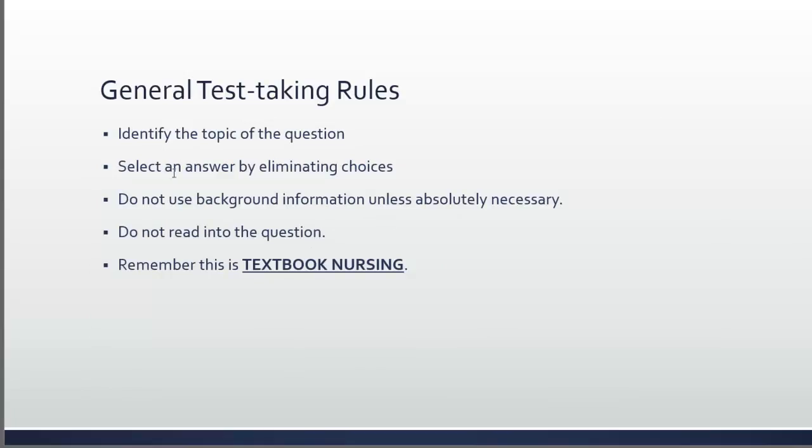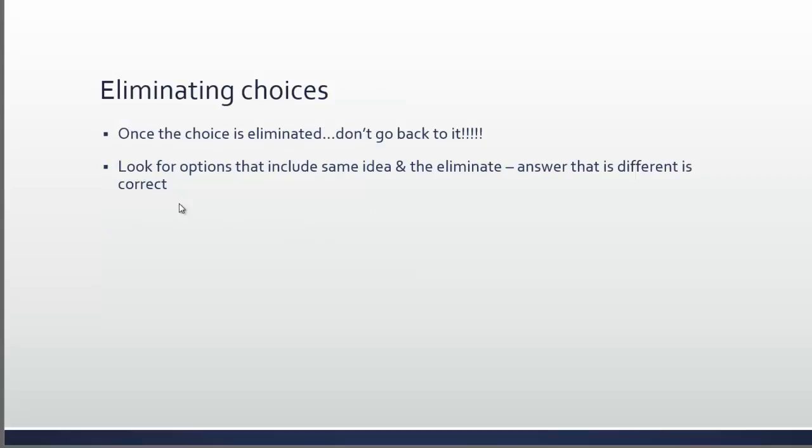You know, we talked about this yesterday. Identify the topic. Eliminate choices. Don't use the background information unless it's absolutely necessary. Don't read into the question. And remember, this is textbook nursing. Don't think about situations that you've had if you worked in the hospital or whatever. This is textbook nursing. Once the choice is eliminated, don't go back. Look for options that include the same idea and eliminate. Answer that is different is correct.